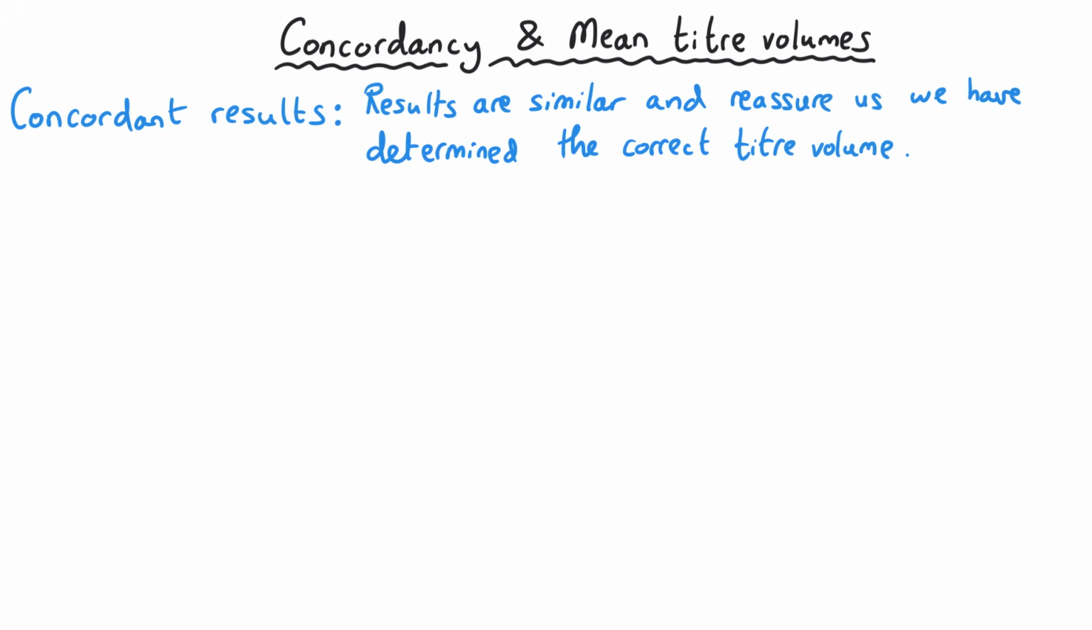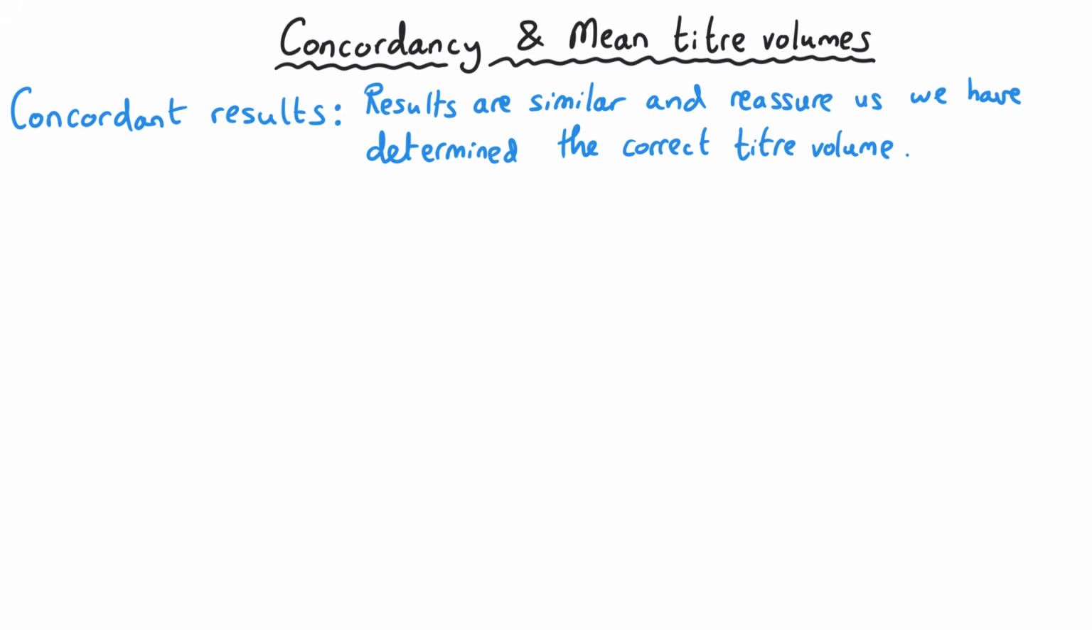When you do a titration, it's important to carry out a number of repeats so you can be confident in the conclusion that you make. In order to get that confidence, your results need to support each other by being close enough to each other that you can conclude that they are accurate, in other words, close to the true value. These types of results are called concordant results.